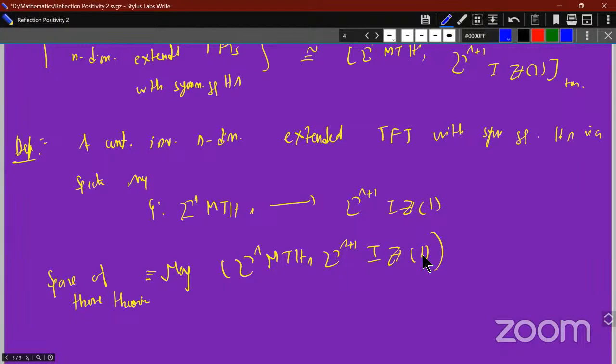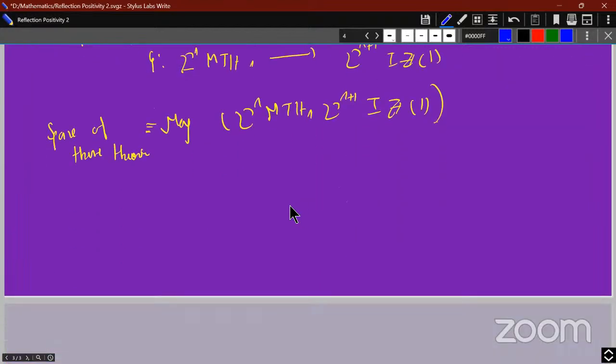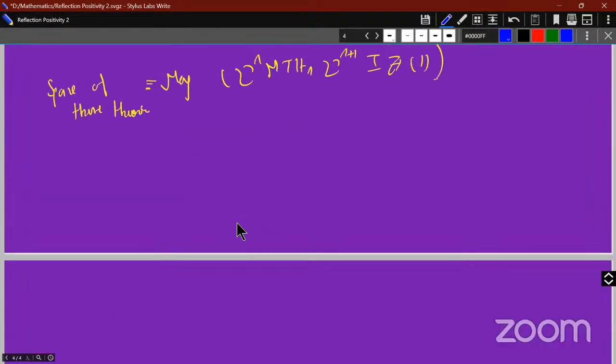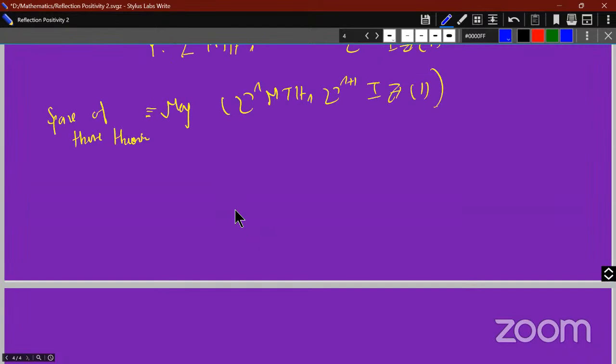So we'll see more actually towards the end. Okay, maybe not towards the end. In the next talk, we'll do some obstruction theory with continuous extended n-dimensional topological field theories with symmetry group H_n with reflection structures. I'll explain a bit about why we are interested in doing that towards the end of this talk.